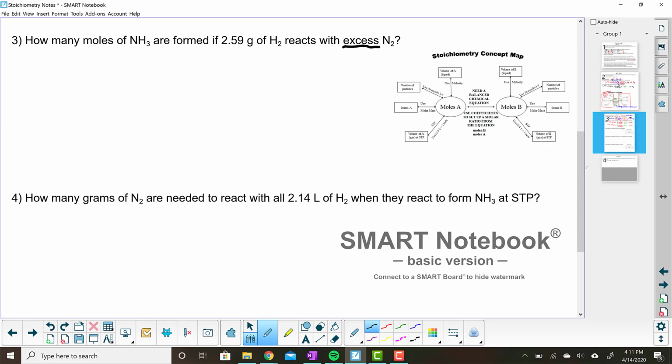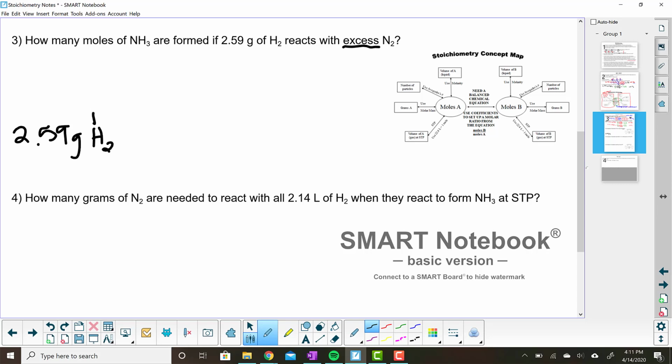Like if I have 3 slices of bread, I don't want to use the butt of the bread anyway, so this is okay. This is good excess. Now, I'm going to go ahead and try to set this reaction up. I know that I'm going to start with 2.59 grams of H2.